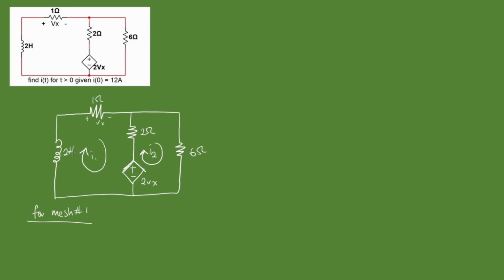Okay. 2, the voltage across the inductor. Remember, VL is L di/dt. So the voltage across our inductor is going to be L, that's 2 Henrys, di1 over dt, plus Vx. Now, let's define Vx. Vx is 1 times I1.